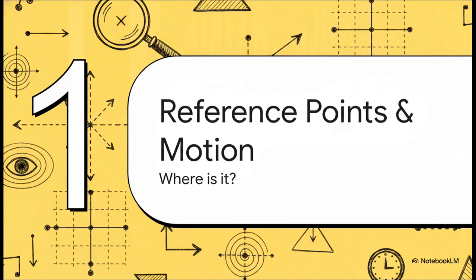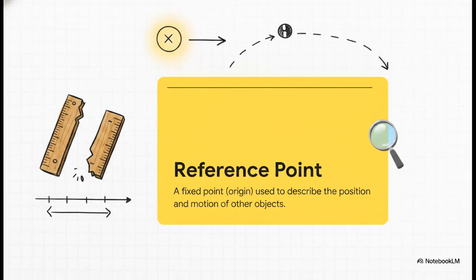Starting off with Section 1, Reference points and motion. Okay, so before we can measure how something moves, we need to know exactly where it is, right? To specify where an object is, we have to start somewhere. That somewhere is what we call the reference point, or the origin.